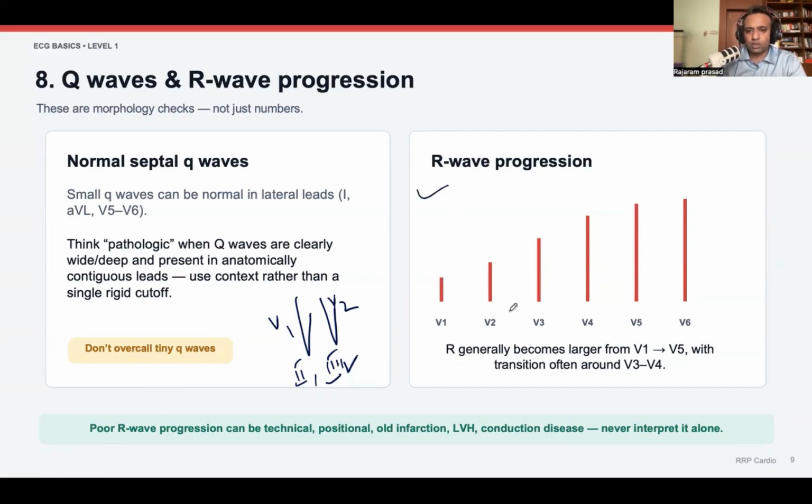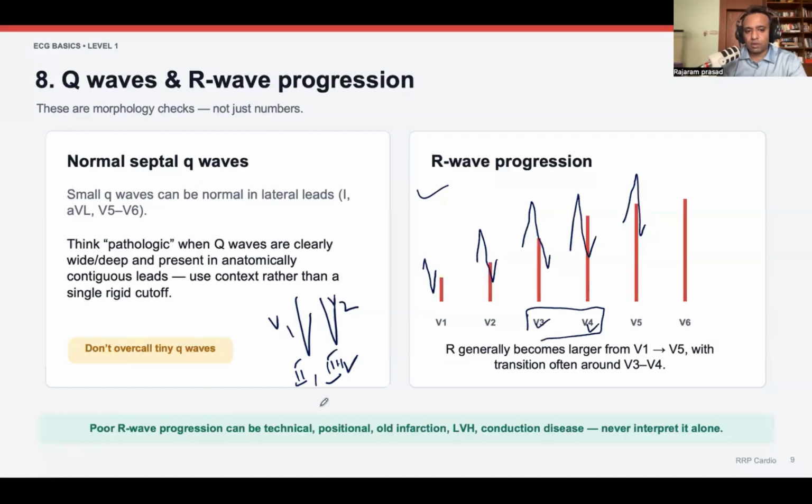R wave progression: initially you have a small R wave and a deep S wave. Then as it goes on, the R becomes bigger and the S becomes smaller. In V3 and V4, the transition occurs. Then in V5, V6, it becomes a completely full R and a very small S. So this is important. This transition zone is usually around V3 and V4. In V5, V6, it is completely transitioned.